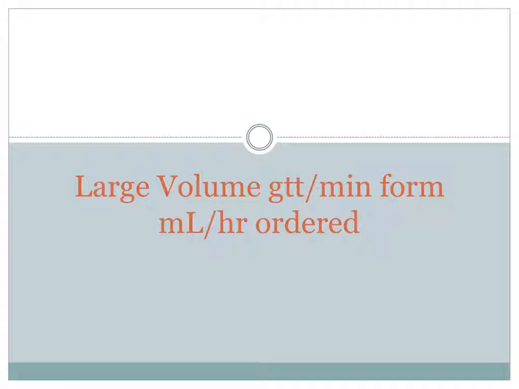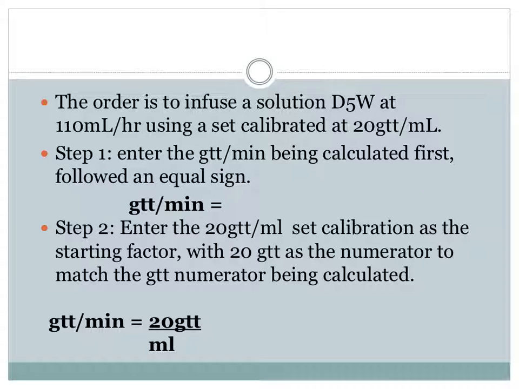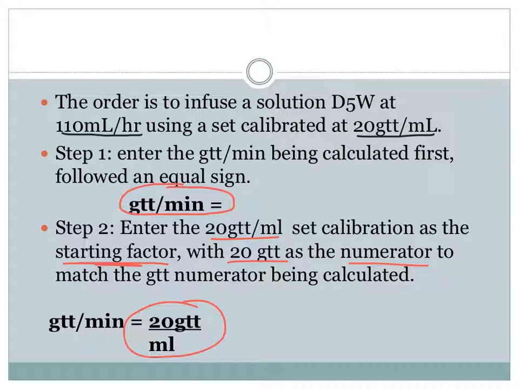Now we will talk about large volume drops per minute from milliliters per hour ordered. The order is to infuse a solution of D5W at 110 milliliters per hour using a calibrated 20 drop per mil macro set. First step, we enter the drops per minute being calculated first, followed by an equal sign. Enter the 20 drop per mil set calibration as the starting factor, with 20 drops as the numerator, as shown below.